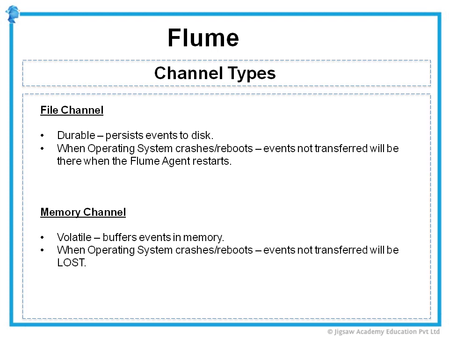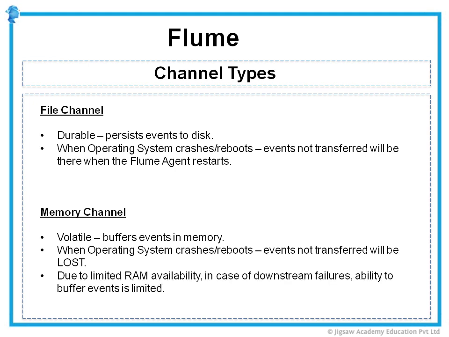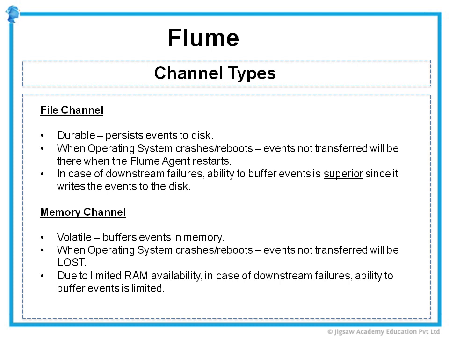If the Java process dies for reasons such as reboot or operating system crashes or anything for that matter, any events stored in the memory channel are lost. Since the number of events that can be stored is limited by available RAM, the memory channel's ability to buffer events in the case of a temporary downstream failure is quite limited. On the flip side, the file channel has superior buffering capability due to utilizing cheap and abundant hard disk space. And the memory channel, because it buffers the events in memory, provides high throughput as compared to a file channel.